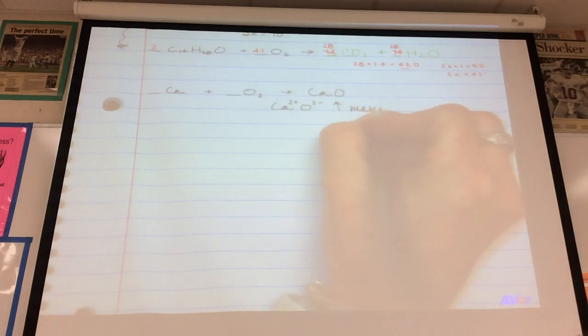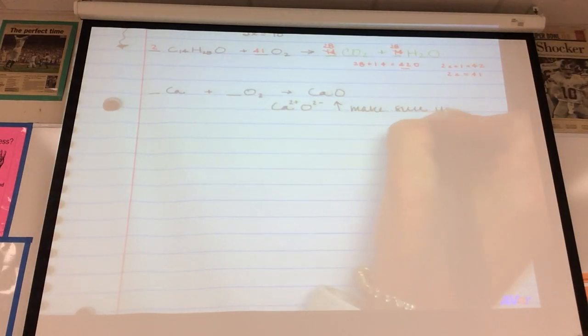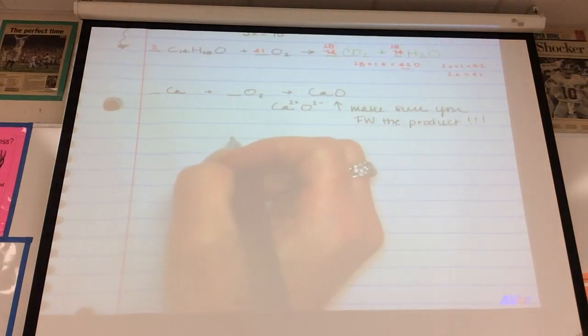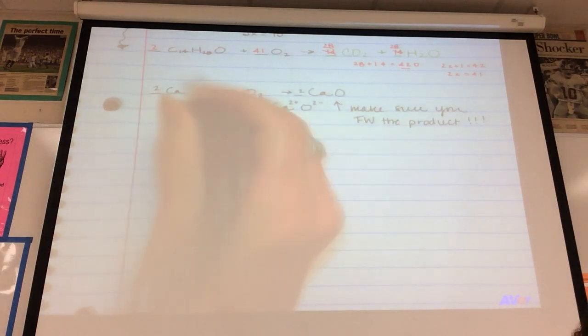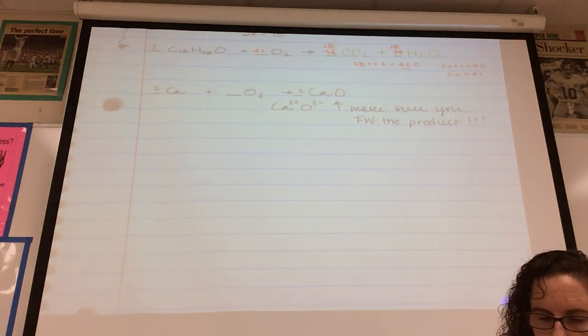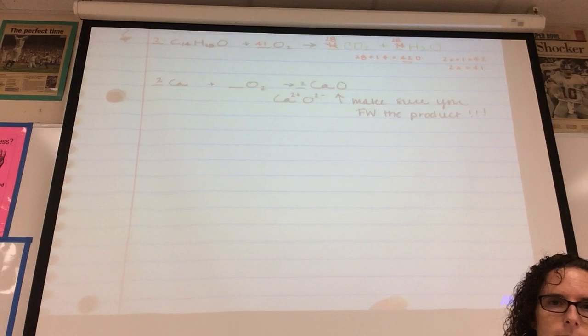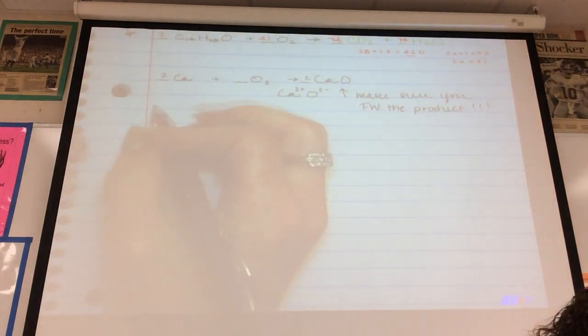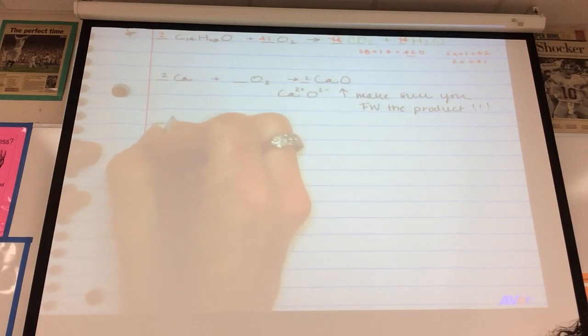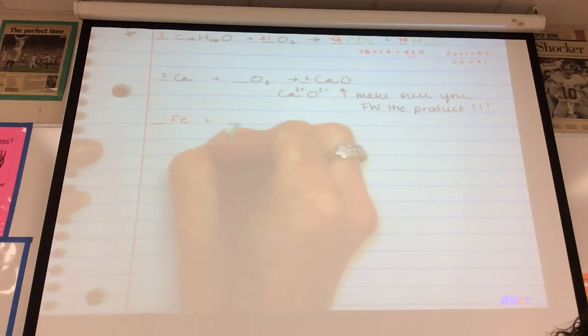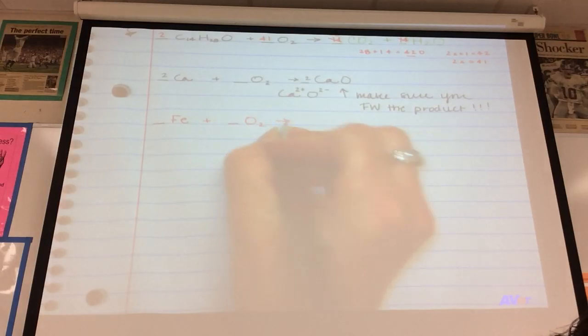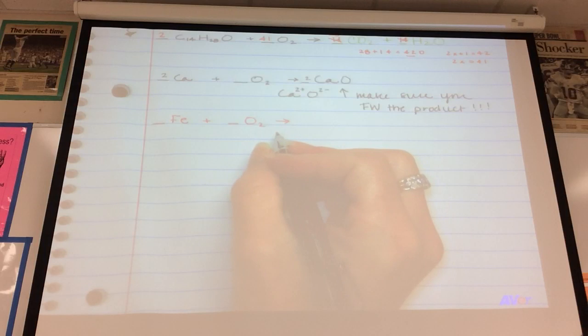Make sure you formula write the product. And then you just balance it very simply. The second one is a little trickier because it involves a transition element, but there's really more than one correct answer. If I were forming rust, rust is iron 3 oxide.